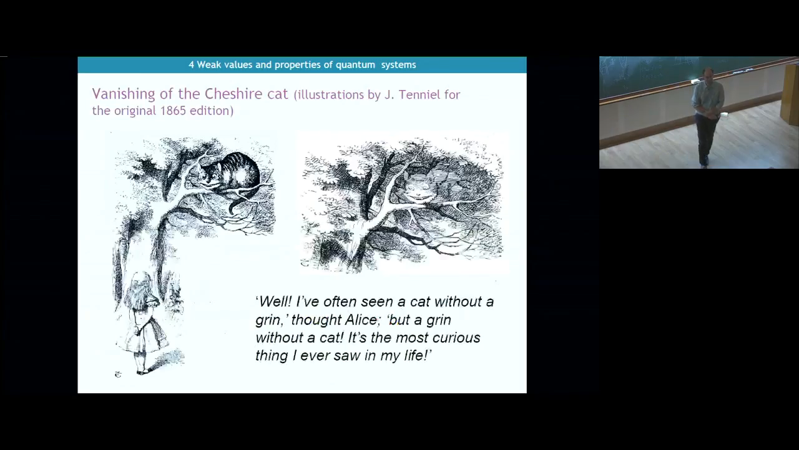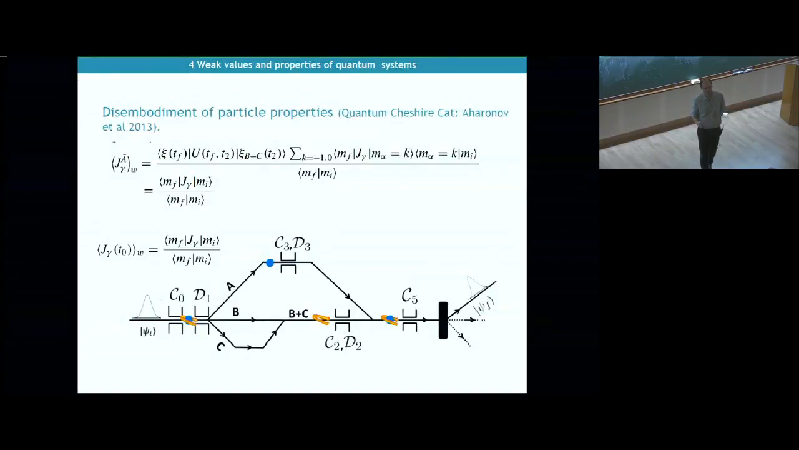This is clear because this is basically why Aharonov called this a Cheshire Cat. As you remember in Lewis Carroll's novel, you have this cat that gradually disappears, and Alice says that she has often seen a cat without a grin, but a grin without a cat, well, that's pretty curious. Now, if you believe that weak measurements allow you to say something about the grin, which is a property J gamma here, and something about the cat, which would be the fact that you can find or not the particle in some region, then actually you have made some sort of Cheshire Cat.